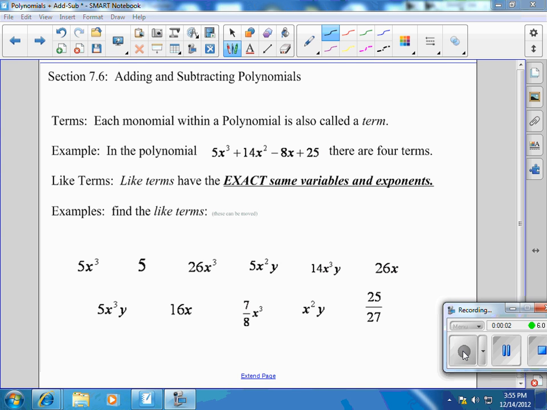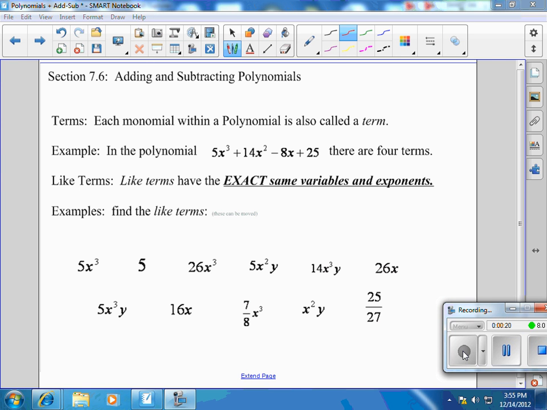So now that we know what polynomials are, we're going to do some operations with them. We're going to add and subtract first, and then we're going to multiply. We're going to save division for a little later because division of polynomials is really something called factoring. So let's read over this.